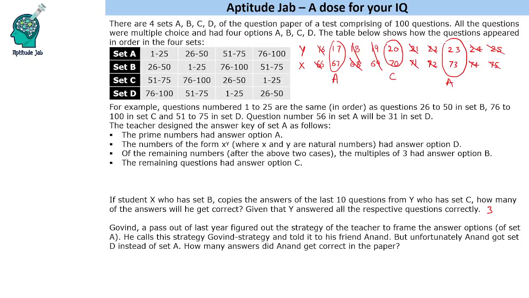Okay. Last question says, Govind is a pass out of last year. He knows the strategy of the teacher, how the teacher frames the questions. To frame the answer options of set A, he knows that the teacher uses prime numbers, powers of numbers, etc. He calls this the Govind strategy, or you can also call it G strategy, and told it to his friend Anand. But unfortunately Anand got set D instead of set A, so this person accidentally gets set D. You have to tell how many answers Anand got correct in the paper.